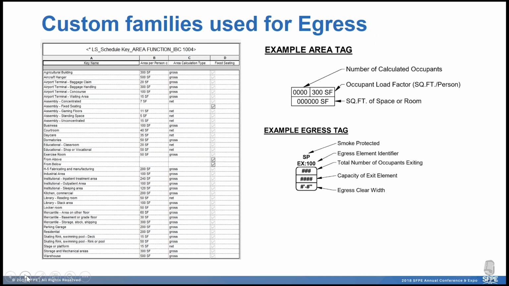And if you go to the upper right, there's an example of an area tag. The top left corner is a calculated value, and the top right is a value from that table on the left. And the bottom square is from the area in the model.